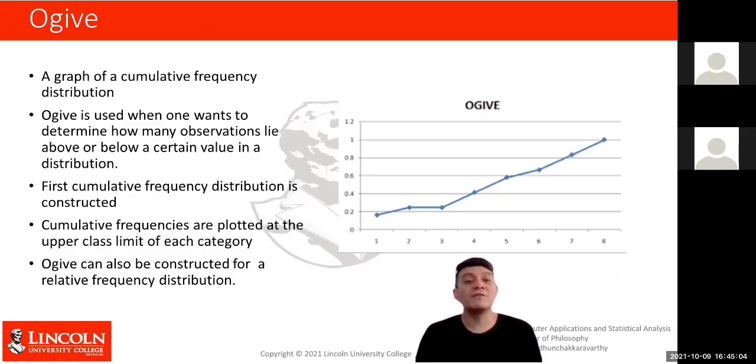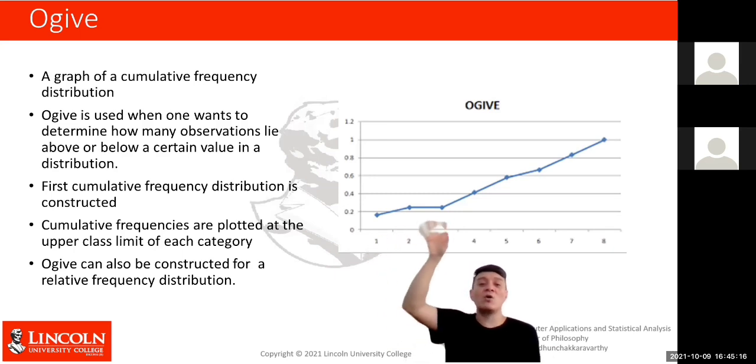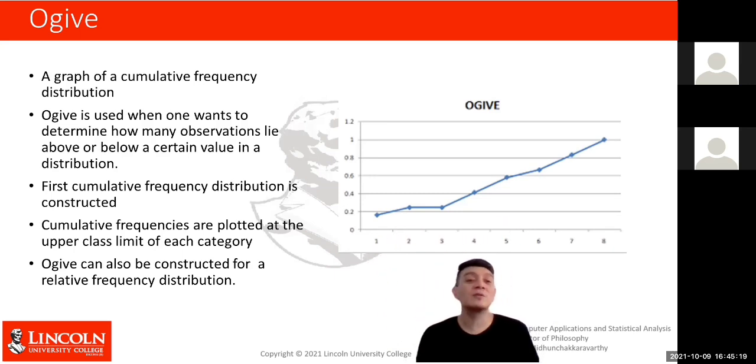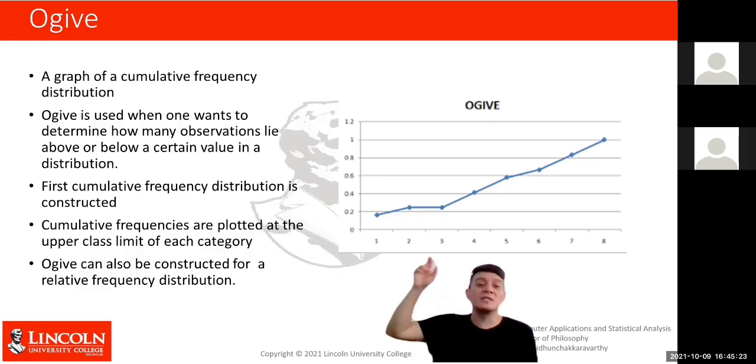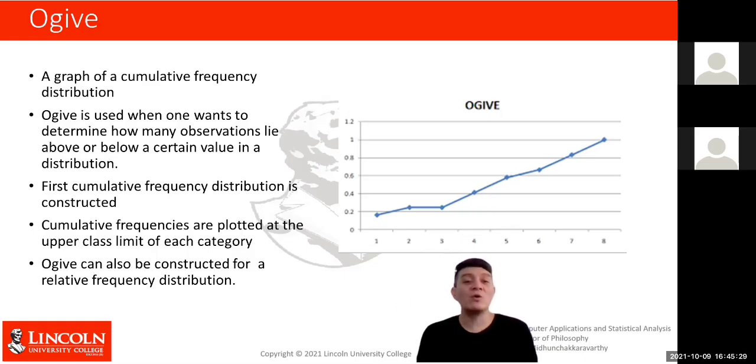A graph of cumulative frequency distribution, the ogive, is used when one wants to determine how many observations lie below a certain point, going all the way up. That's an ogive. First, the cumulative frequency distribution is constructed, and then cumulative frequencies are plotted at the upper class limit of each category. An ogive can also be constructed for a relative frequency distribution.